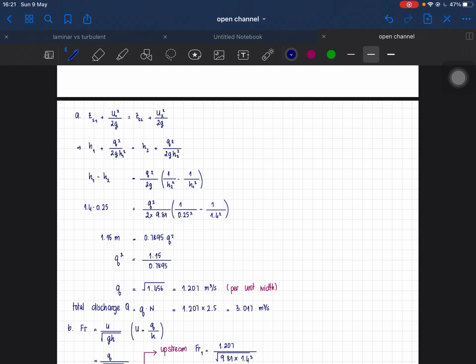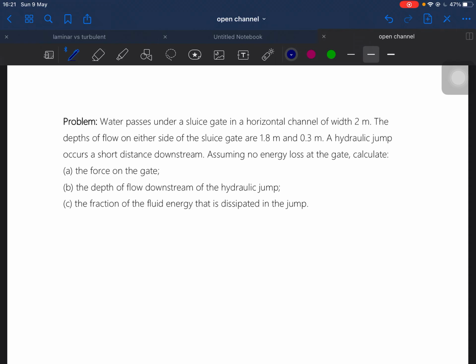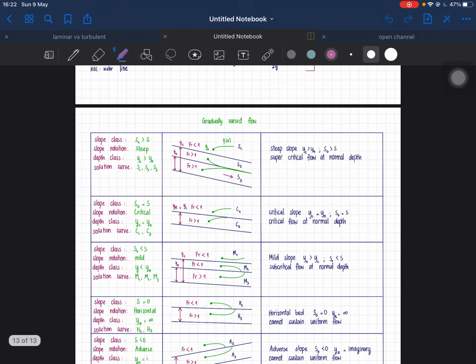Okay, so now we can move on to the water passes a sluice gate. Water passing the sluice gate in the horizontal channel has a width of 2 meter, and the depth of the flow is there's two sides, 1.8 and 2. So normally the gates have two different depths, and the hydraulic jump occurred is then of the downstream. So finally we're having the hydraulic jump that we have learned here.